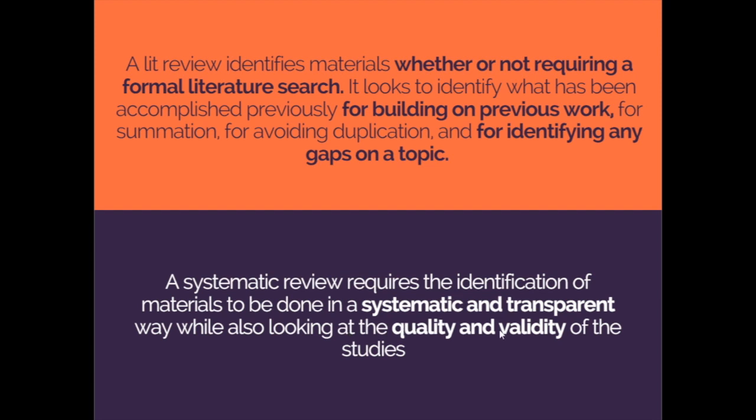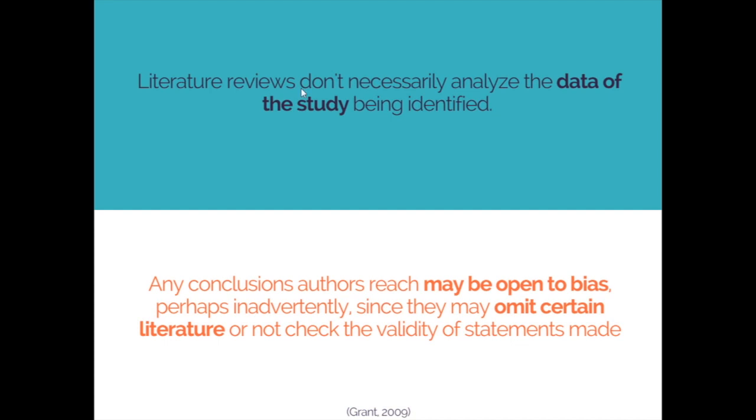And it also looks for the quality and validity of the studies, whereas a literature review may not include that. Literature reviews don't necessarily analyze the data of the studies being identified. So they may look at the results, but they're not necessarily looking at the methods of the studies being conducted. That's why systematic reviews look for that, and they're looking for any bias in, let's say, a specific trial or case study by the author. So it's looking for the quality of the studies itself.